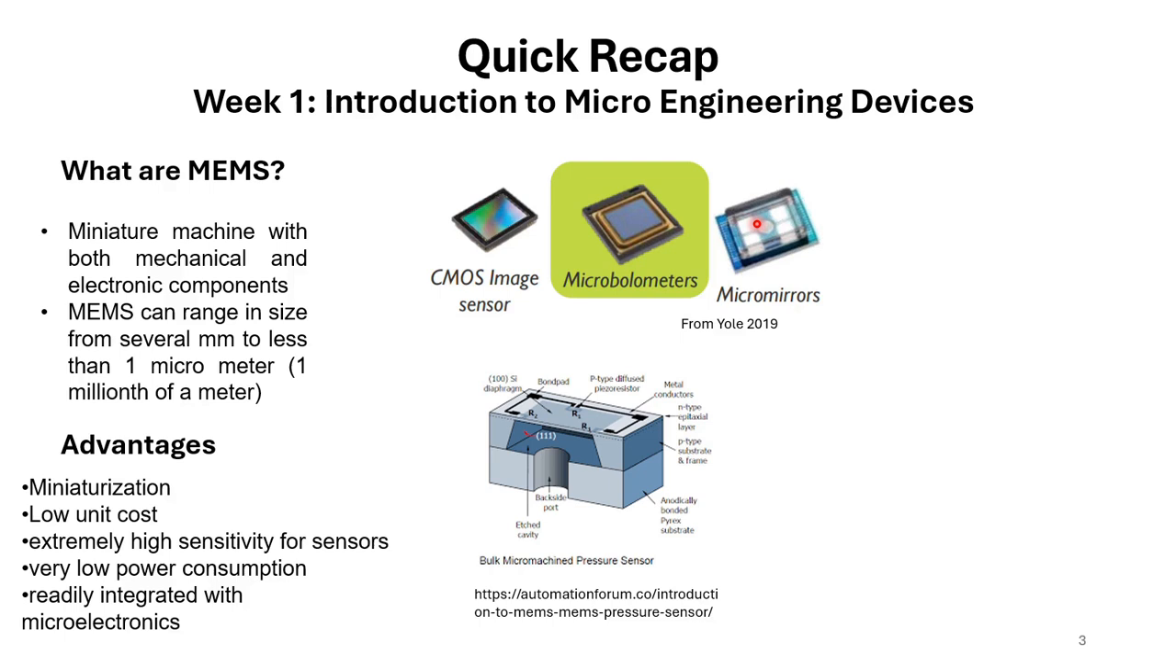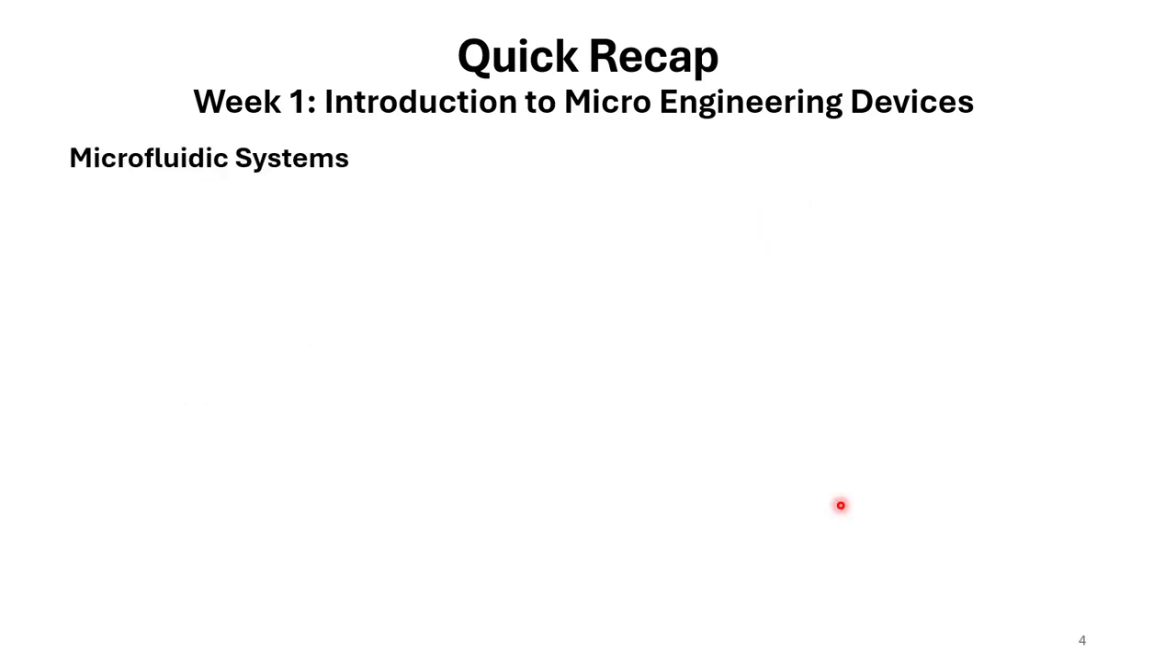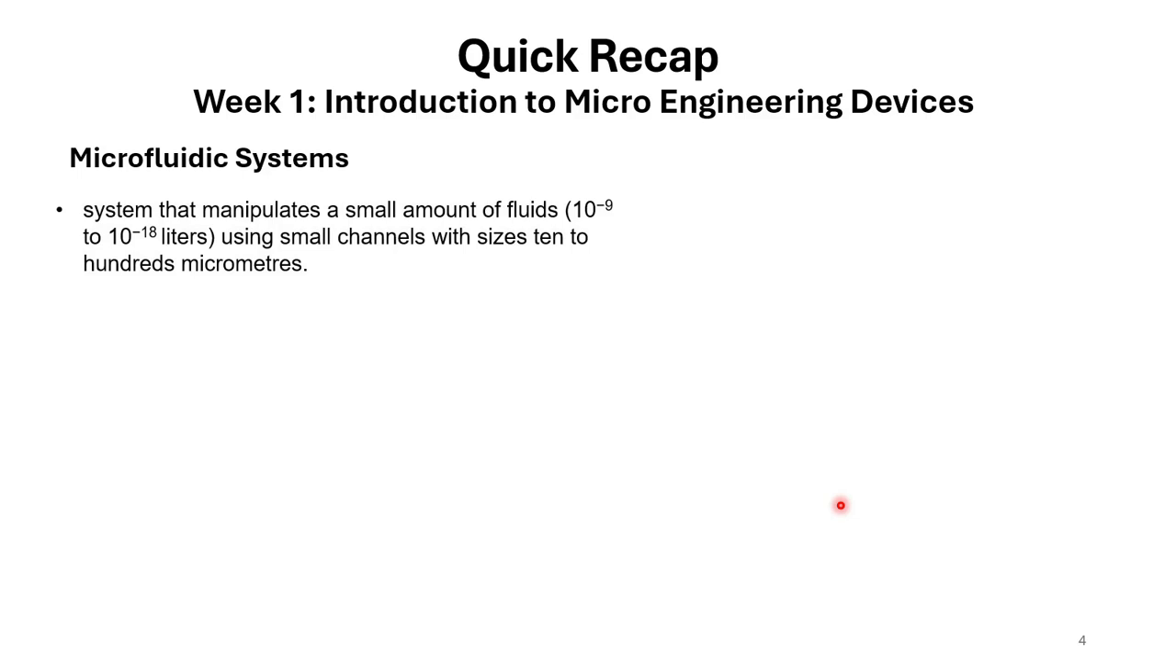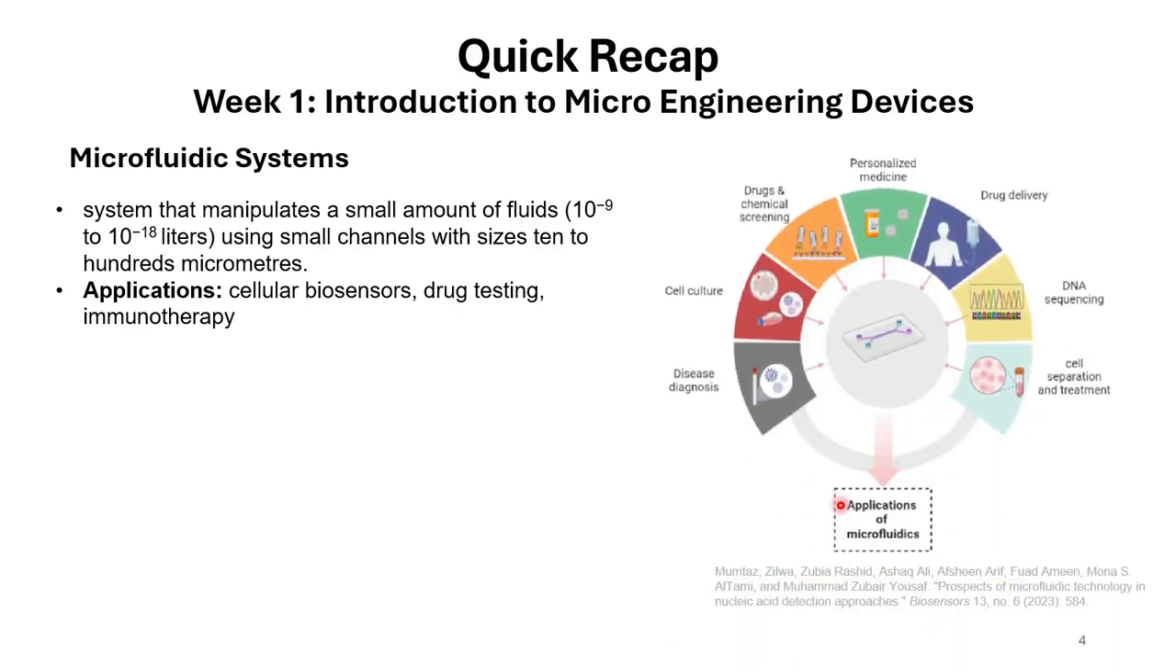Next we'll talk about another class of micro-engineered devices called microfluidic systems. These are systems that manipulate small volumes of fluids through small channels with sizes ranging from 10 to 100 micrometer. We use these microfluidic channels for various applications like cell culture, disease diagnosis, drug delivery systems, drug testing, DNA sequencing, immunotherapy, and so on.